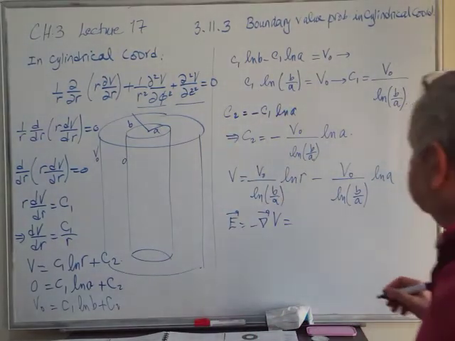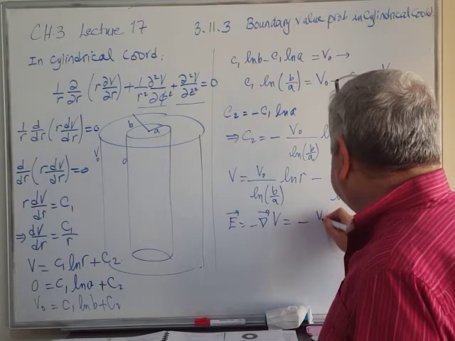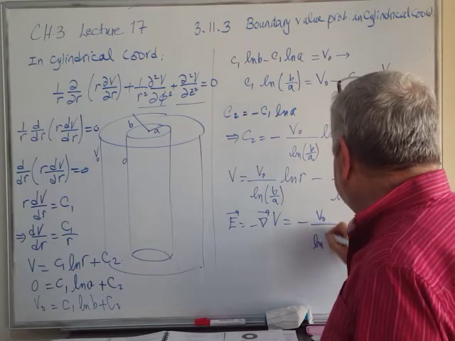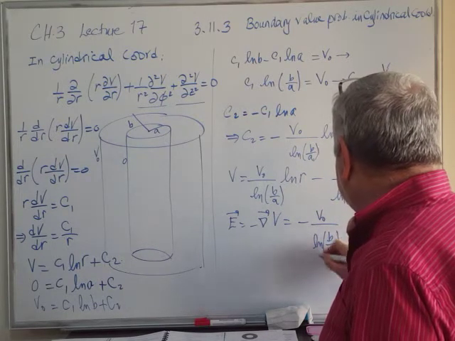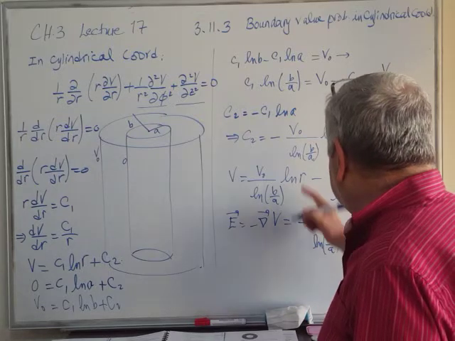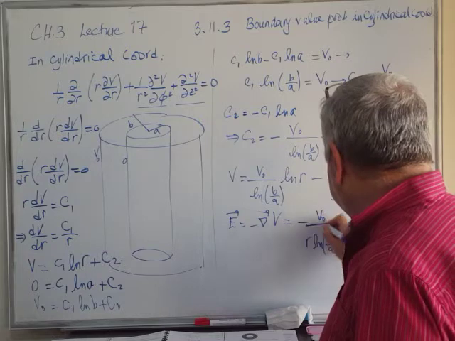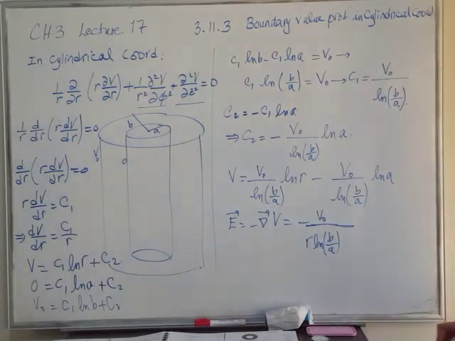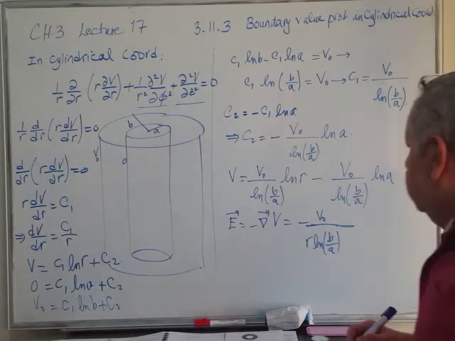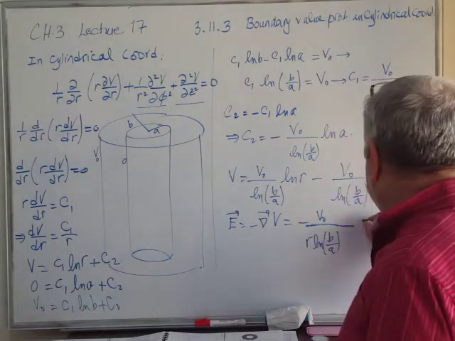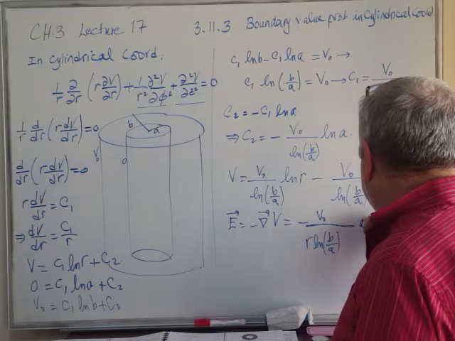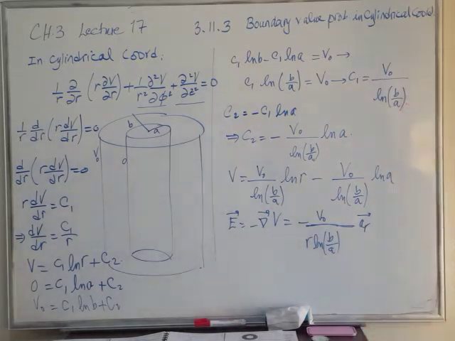Minus grad V, it is minus V0 over ln B over A, and this is 1 over ln R, its derivative is 1 over R, so this is R here. Okay? That when the derivative of this is 0 because it's a constant, this is in the direction of AR. You don't have anything in the direction of A phi and A theta.